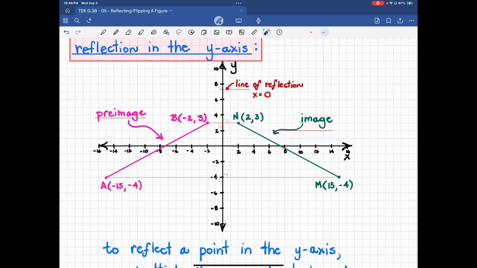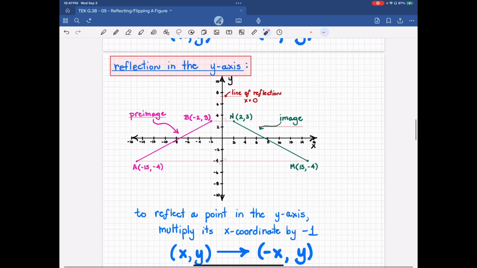I could have done the same thing that we did in the previous examples. I could have drawn a perpendicular line from the vertex to the line of symmetry. I could have measured that, and it would have been 15 units long. I could have then gone a perpendicular distance from the line of symmetry out here for 15 units and put a point, and it would have been the reflected point of A. So A and M are mirror images of each other when reflecting on the y-axis, or the x equals 0 line. Okay?